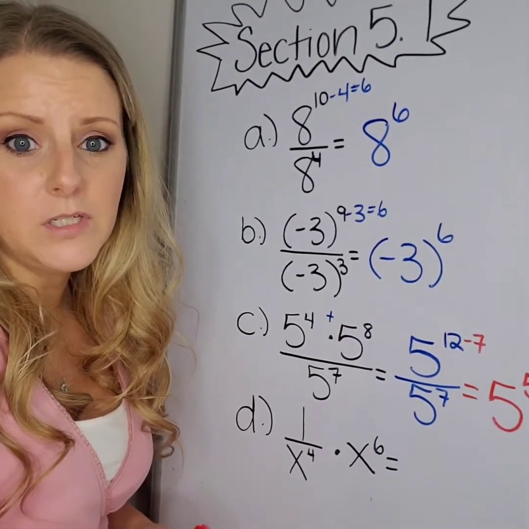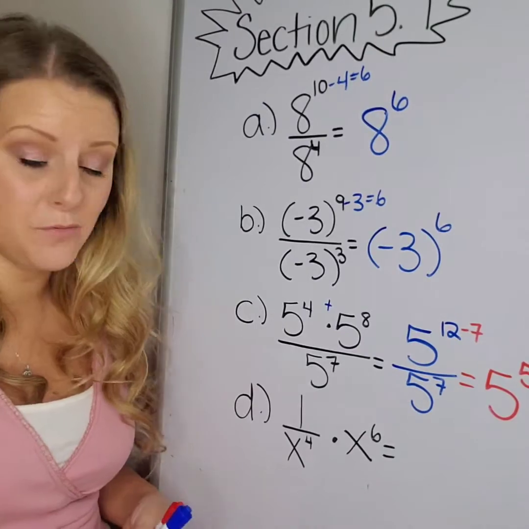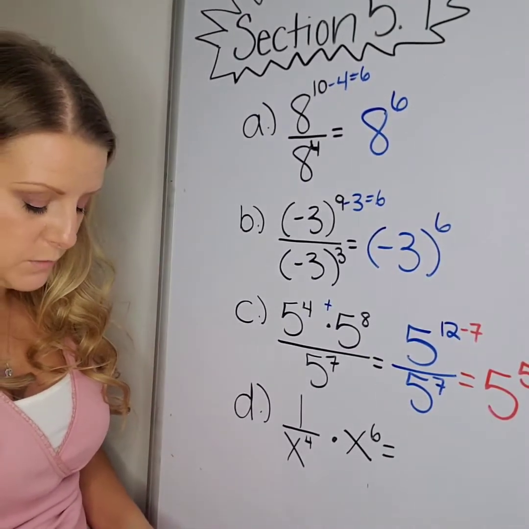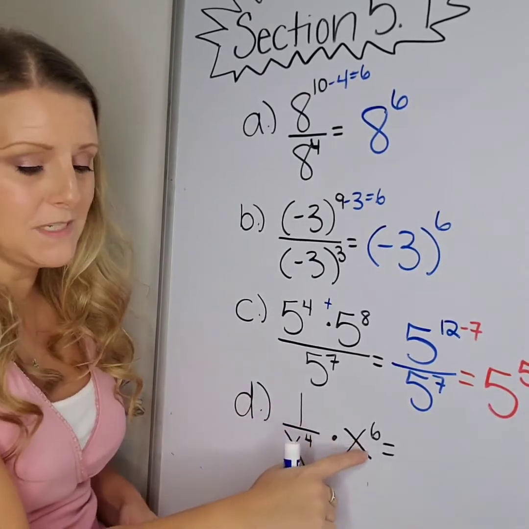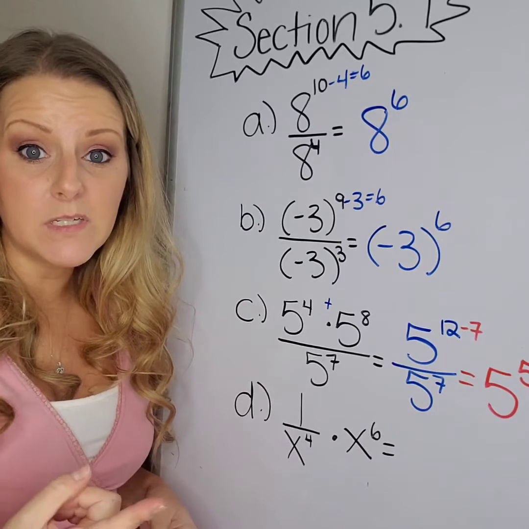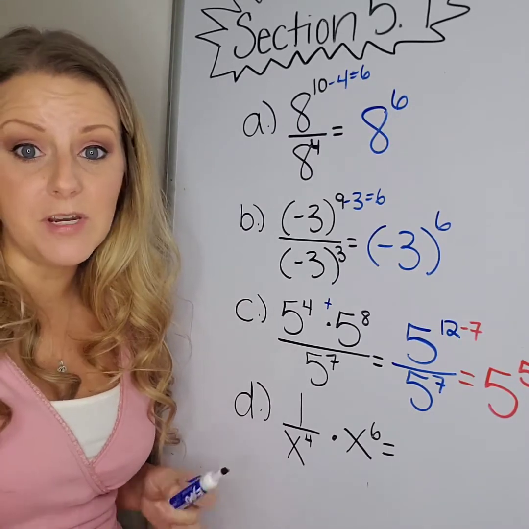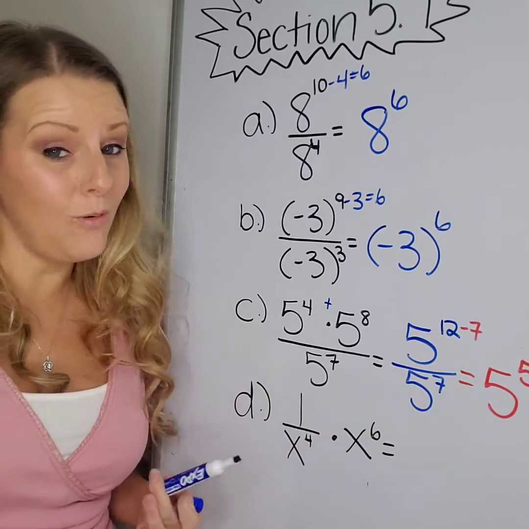I'm going to tilt it down so you can see the last problem. This one's a little tricky because it looks funny, but it's actually really easy. So all we're going to do is rewrite the problem. 1 times x to the 6th. Well, what's 1 times anything? 1 times 2 is 2. 1 times 3 is 3. 1 times x to the 6th is just x to the 6th.